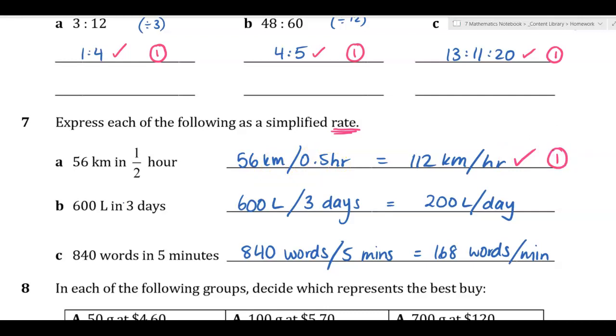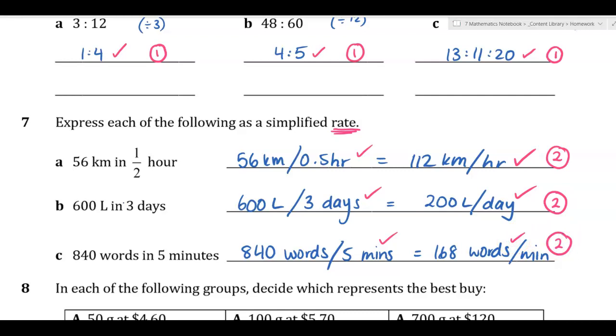I might even give that, let's make that 2. 600 litres in 3 days, that is 200 litres per day. 840 words in 5 minutes is 168 words per minute.